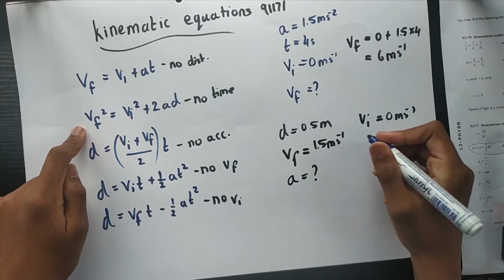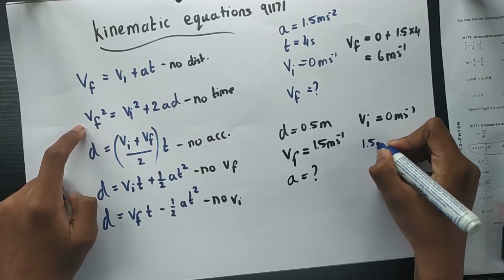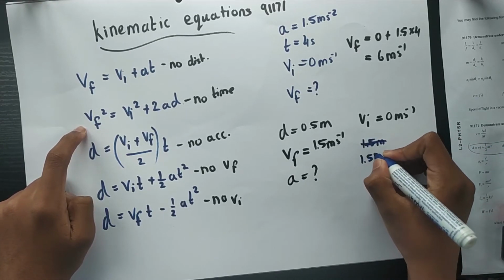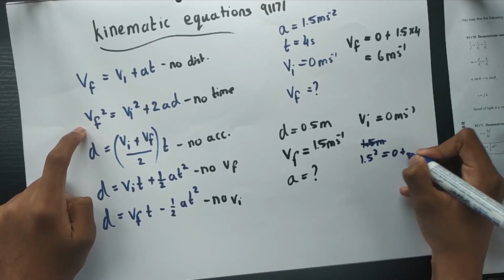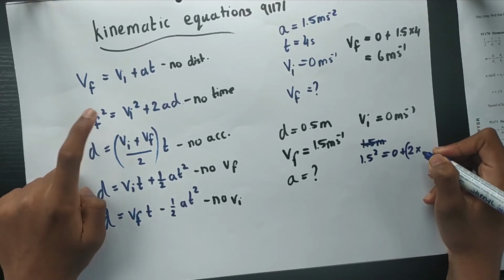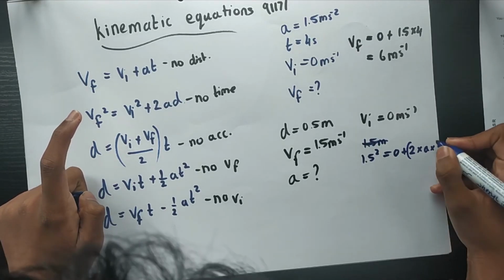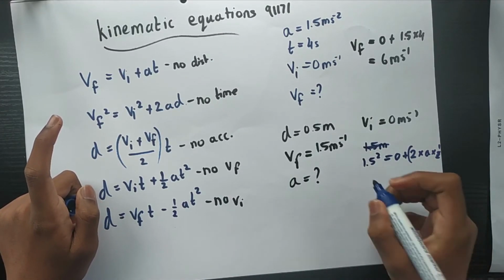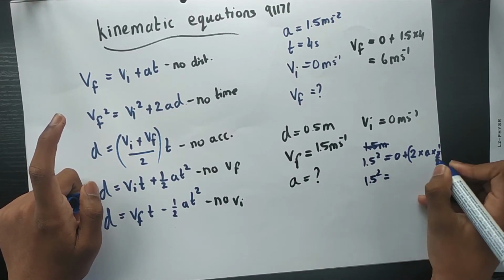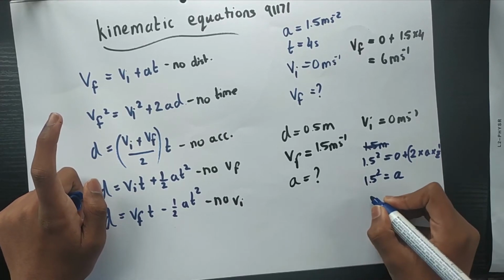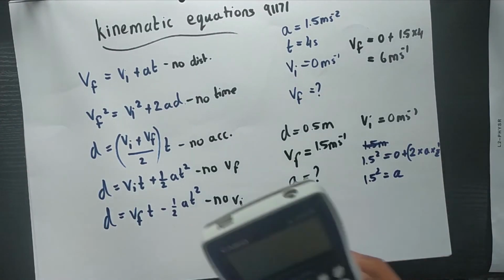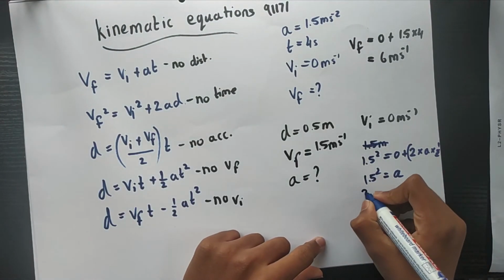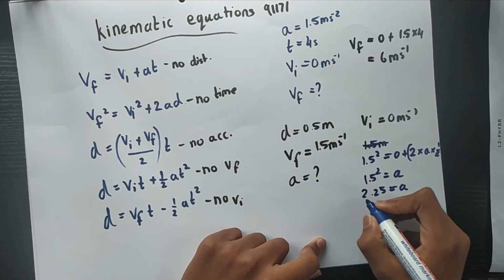So, let's plug this in. 1.5 squared is equal to 0 plus 2 times acceleration times 0.5. The 2 times 0.5 is 1, which cancels out, so essentially 1.5 squared is equal to acceleration. So if I do that quickly, 1.5 squared is 2.25.